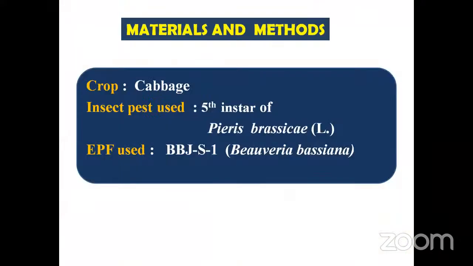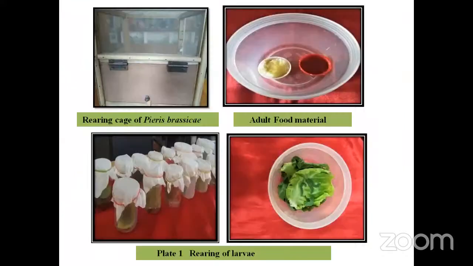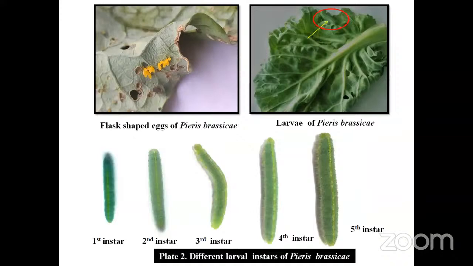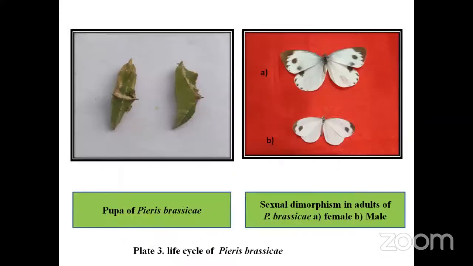Coming to the materials and methods. Here, the crop is cabbage and the insect pest is Pieris brassicae. I have used fifth instar larvae of Pieris brassicae and the entomopathogenic fungus Beauveria bassiana BBJ S1 strain, which was collected from Assam Agriculture University. And here is the rearing cage of Pieris brassicae with adult food material. We can see flask-shaped eggs and different larval instars of Pieris brassicae. Among these, I have used fifth instar larvae.